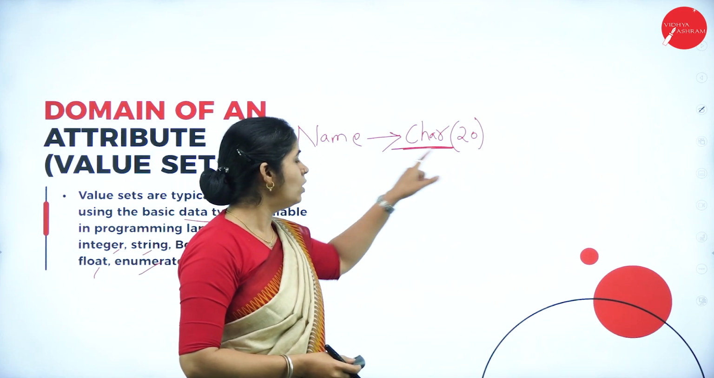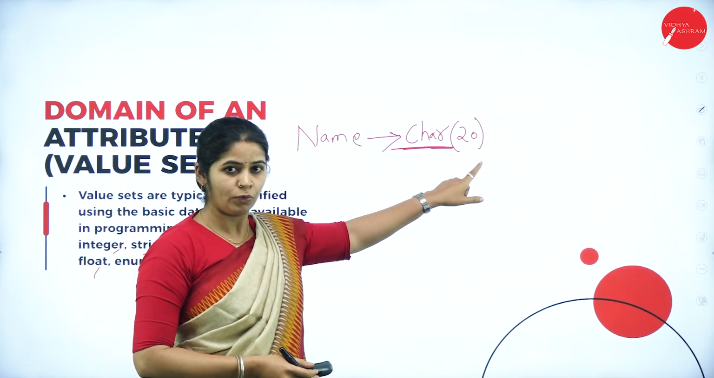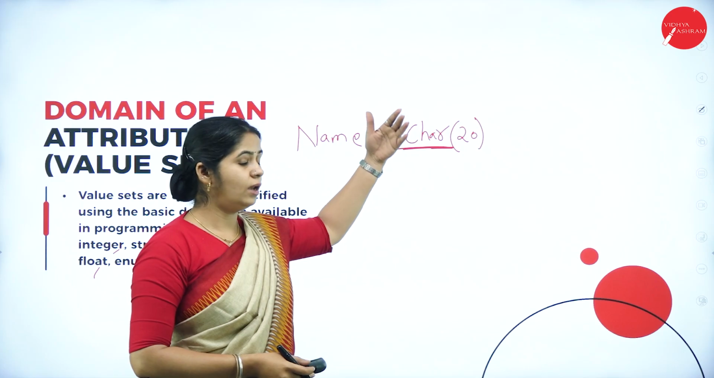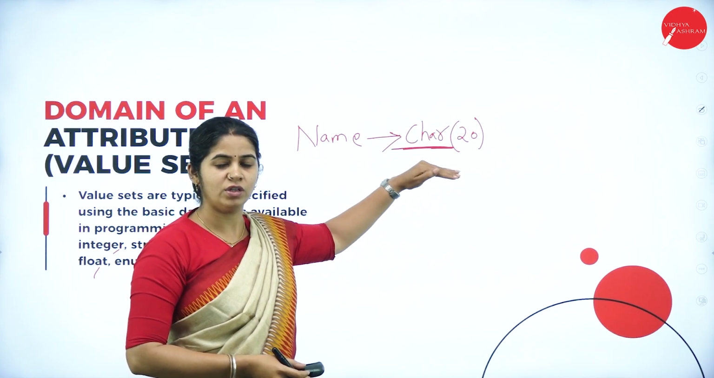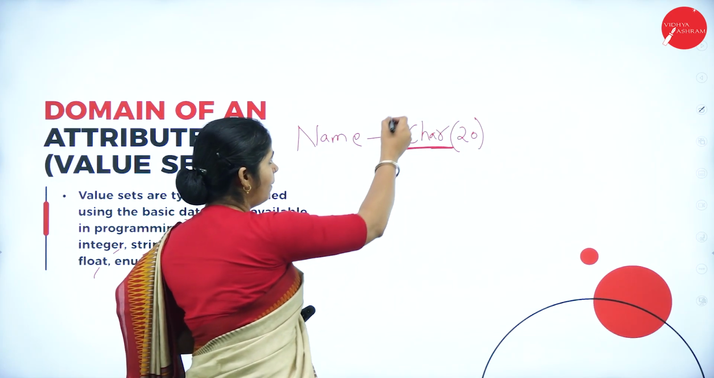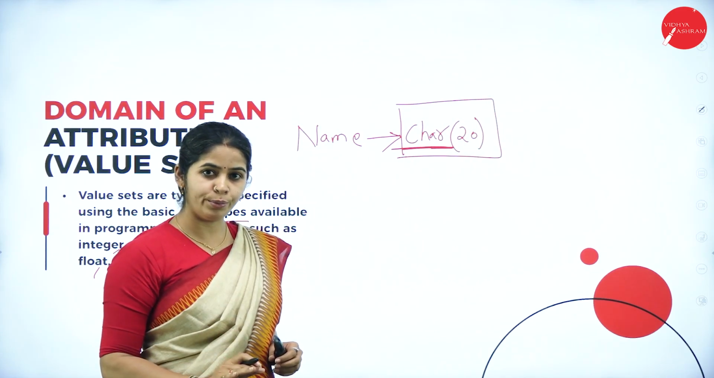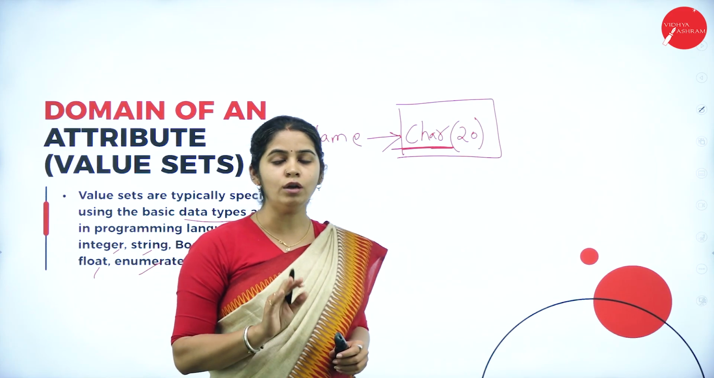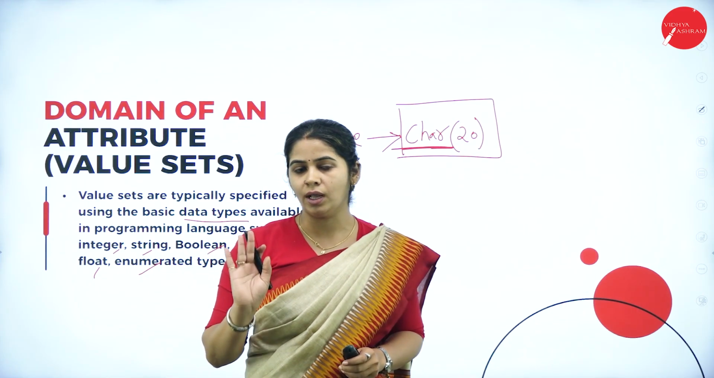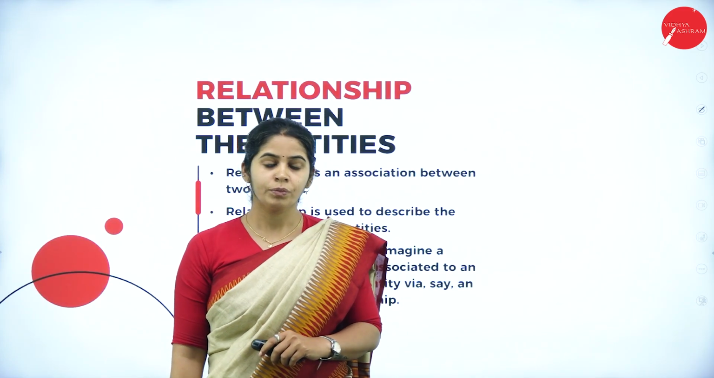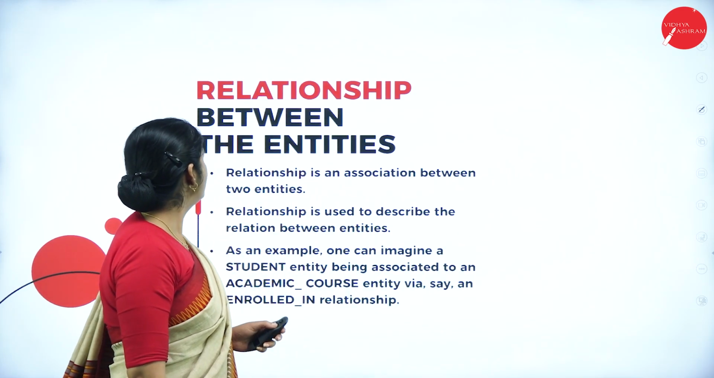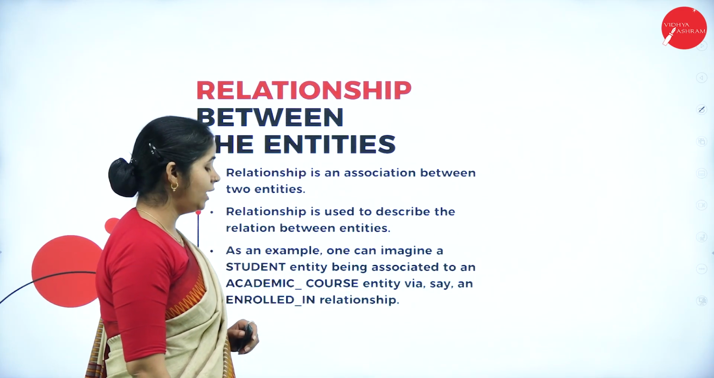How much length of the name should be? Okay. We can take a larger number also. We can keep it for the small number also. So this complete thing is called what? Domain of an attribute. An attribute defined using some data type is called the domain of the attribute. Okay. Next what we have is relationship between the entities.